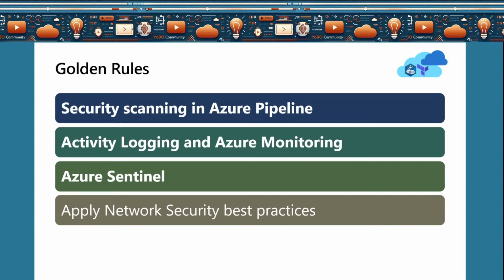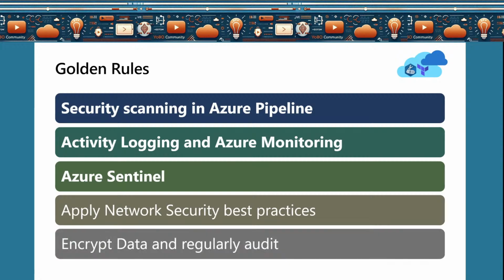So all of these kinds of things, when you use IaC to deploy things, you have to consider from the networking perspective: the subnetting, the VNets, the routing. All of this must be carefully considered. Otherwise, you will have a big issue. Okay, encrypt data and regularly audit. This is also one of the golden rules that you should always act on.